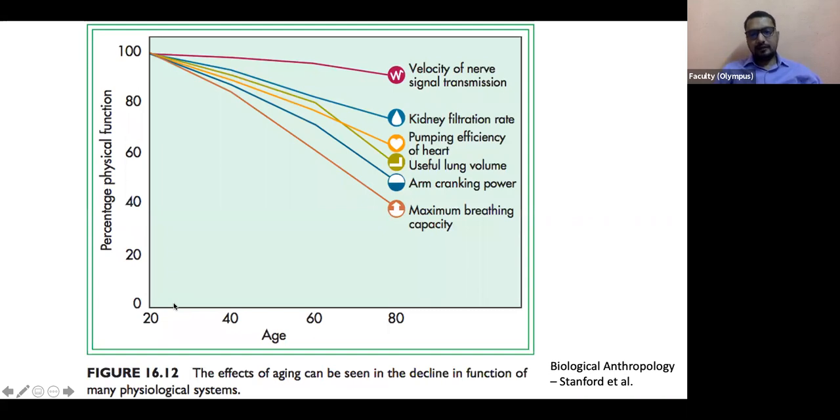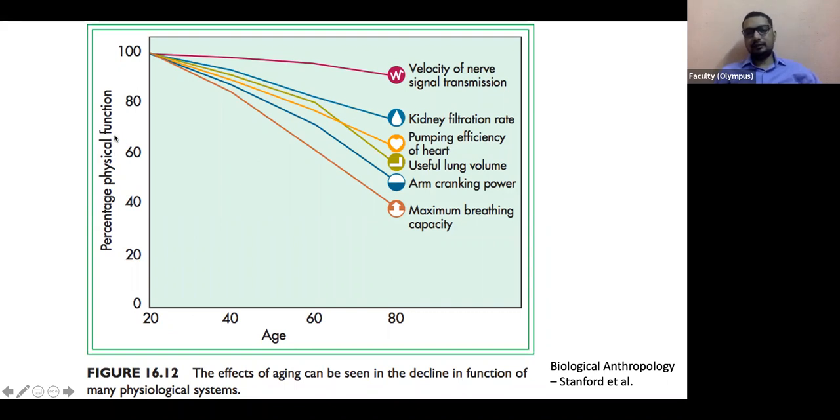This is an image I have taken from Biological Anthropology by Stanford et al. I've shared this document with you already. Look at this nice graph indicating what happens with us when we age. On the x-axis, what do you notice? Age: 20, 40, 60, and 80 years, and so on. And on the y-axis, you are noticing percentage of physical function.